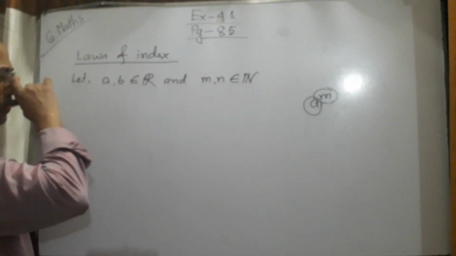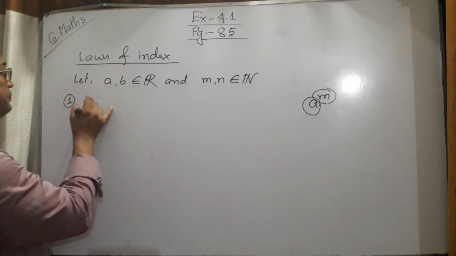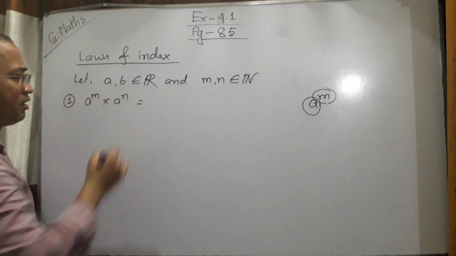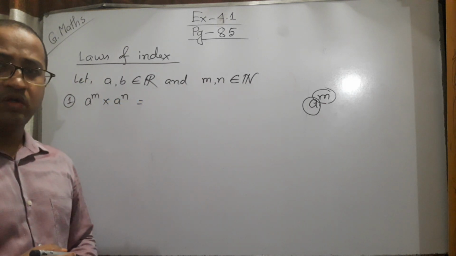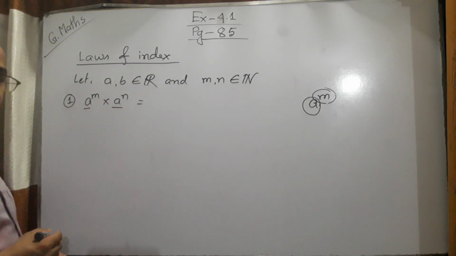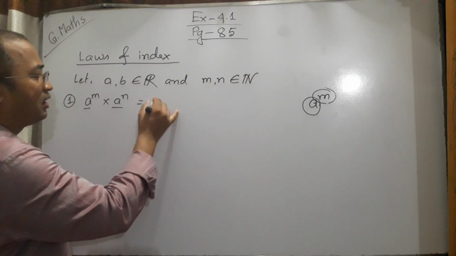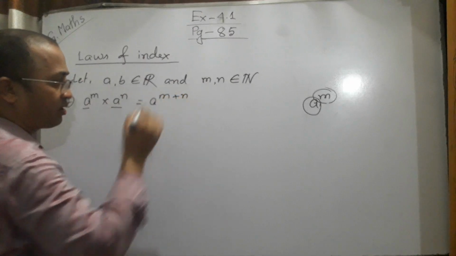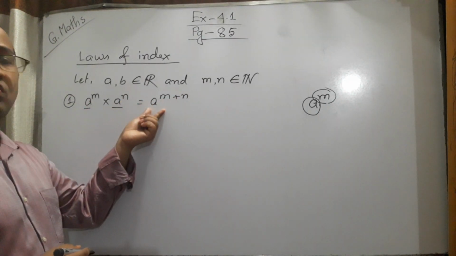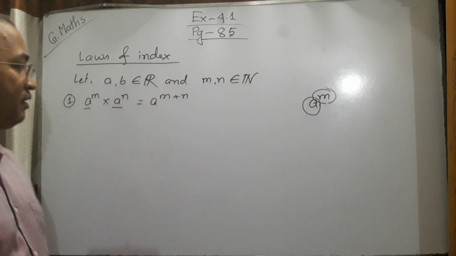Okay, now look, law number 1: a to the power m into a to the power n. If we multiply two terms or two exponents where the bases are the same but the powers are not the same, in this case we will add the powers, and the two bases become one base. It becomes one exponential expression.